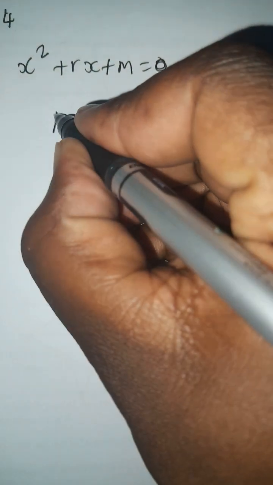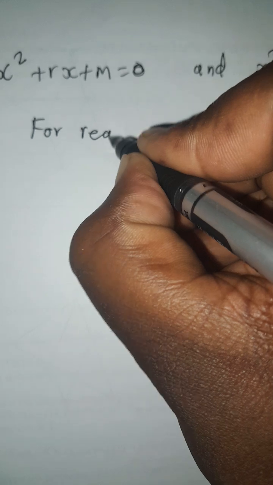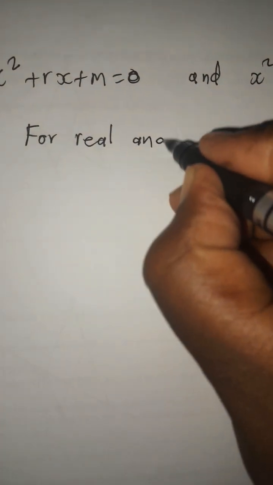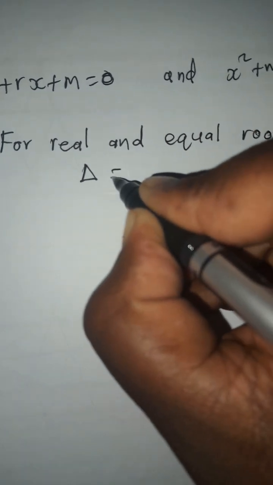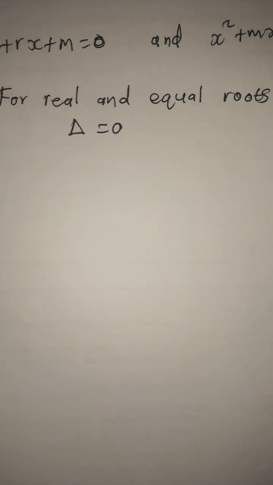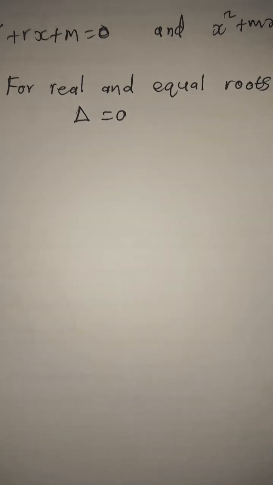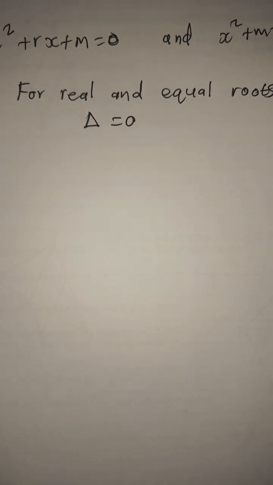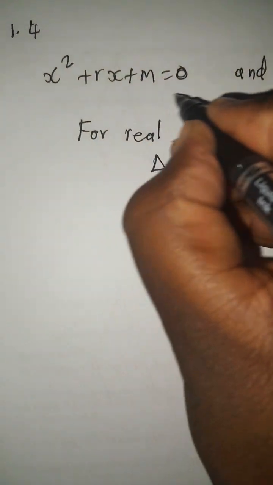Well, since they said they have real and equal roots, the first thing at 1.3, we will just say for real and equal roots, delta, the discriminant, is equal to 0. Delta is equal to 0. Right, then we will use the discriminant. So for us to calculate the value of r and m, let's start with this equation.